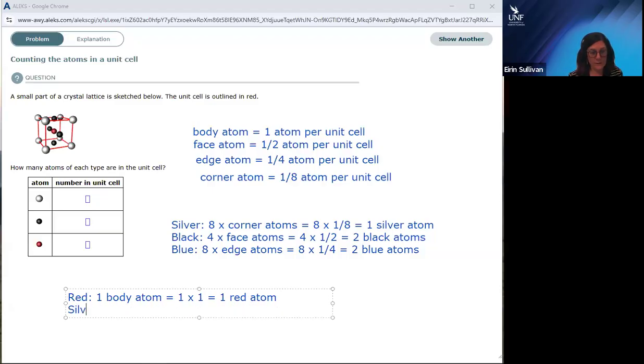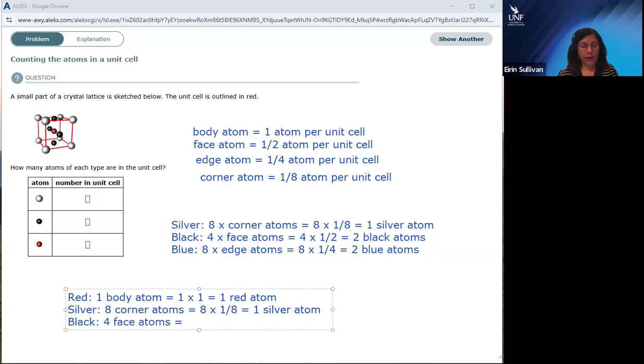So what else we got? We've got silver, we've got 8 corner atoms. So that'll be 8 times 1/8. So there's going to be 1 silver atom. And then finally black, we've got faces, okay? So we've got the top and bottom face and the front and back face as it's drawn, so 4 face atoms. Each face is shared between 2 neighboring unit cells, so we've got 4 times 1/2, so a total of 2 black atoms per unit cell. So from this, you can write an empirical formula, if you like, of your formula unit of 1 unit cell.